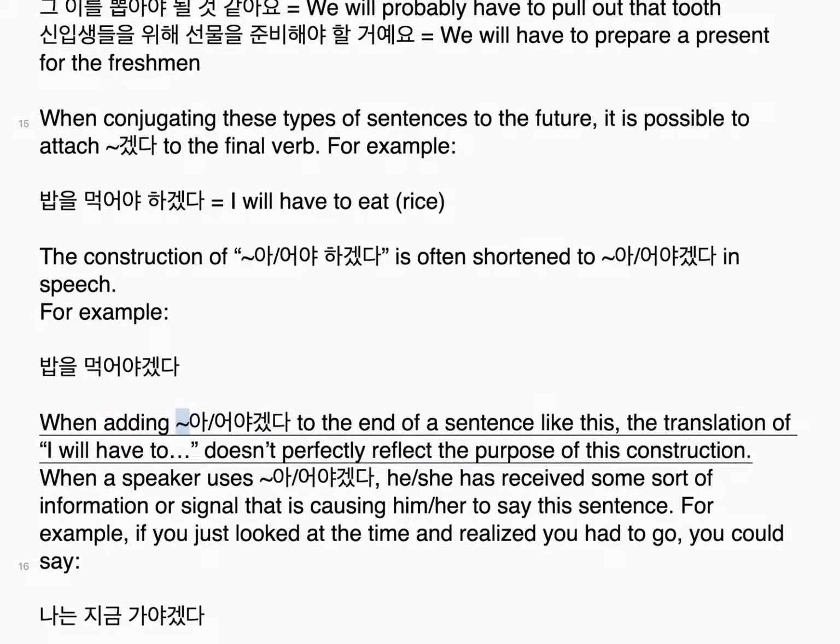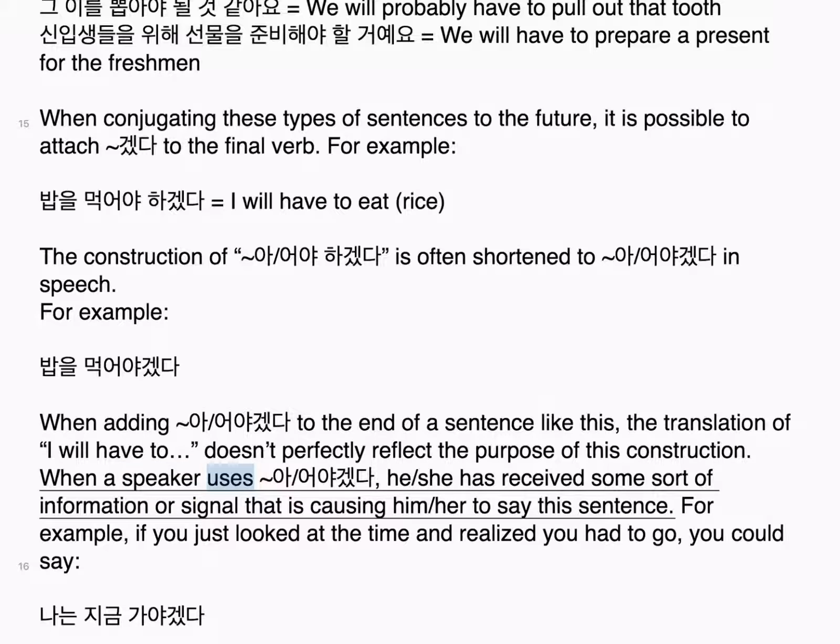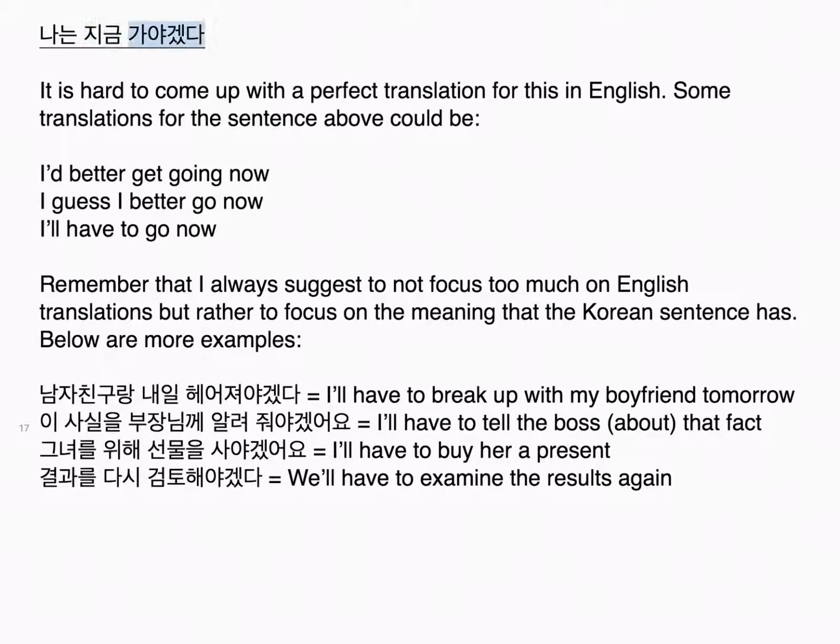When adding 어야겠다 to the end of a sentence like this, the translation of "I will have to" doesn't perfectly reflect the purpose of this construction. When a speaker uses 어야겠다, he/she has received some sort of information or signal that is causing him/her to say this sentence. For example, if you just looked at the time and realized you had to go, you could say, 나는 지금 가야겠다. It is hard to come up with a perfect translation for this in English.